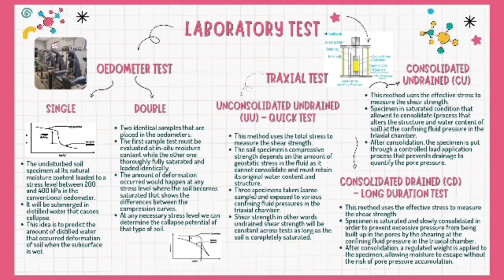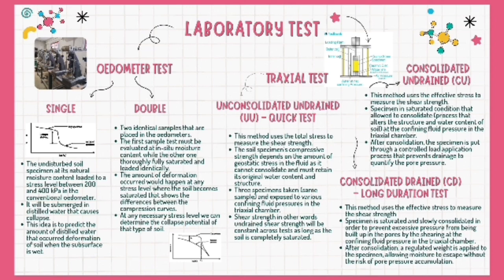The second one is CU. This method uses the effective stress to measure the shear strength. The specimen in saturated condition is allowed to consolidate, a process that alters the structure and water content of the soil at the confining fluid pressure in the axial chamber. After consolidation, the specimen is put through a controlled load application process that prevents drainage, to quantify the pore pressure in that soil.